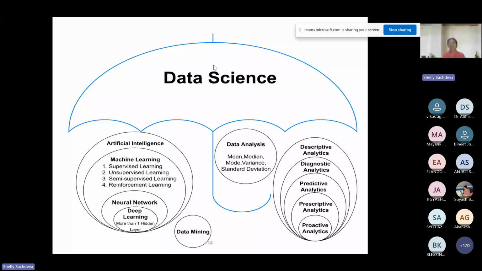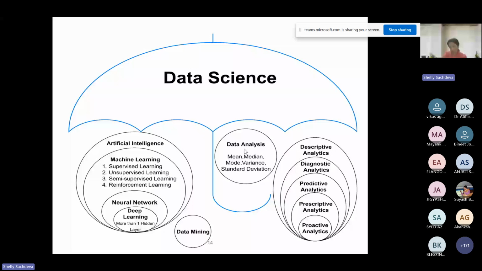They told me that this is an umbrella of data science, and then we use artificial intelligence, where we have the corresponding subsets as this one, and data mining as a domain. We usually do the data analysis, where we have the mean, median, mode, variance, standard deviation, and data analytics also, right? So how do I differentiate and say, okay, some are usually getting a master's in data science and some are usually getting a master's in data analytics?